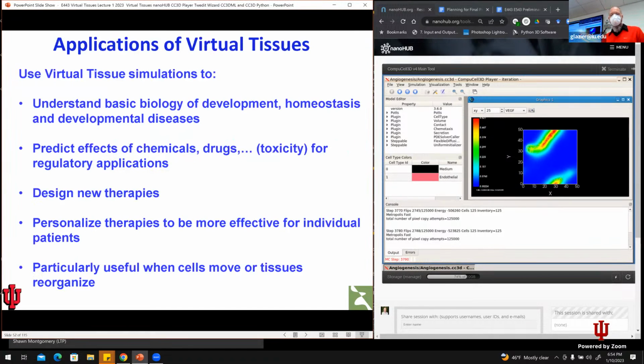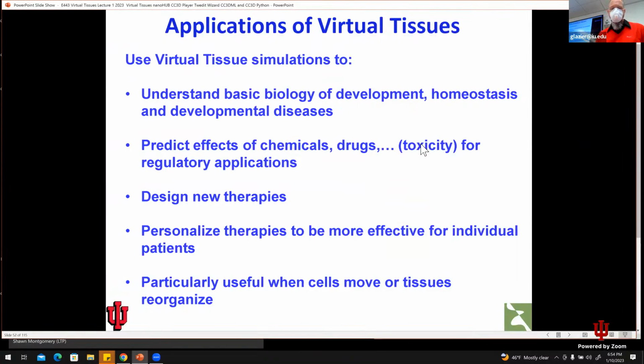Okay, so there are a lot of things that you could do with virtual tissues. We've talked about understanding basic biology of development, predicting chemical toxicities, potentially designing new drug therapies or making them more personalized. The kinds of modeling that we're going to do in this class are most useful when cells are rearranging, when the cells are doing things as individuals.